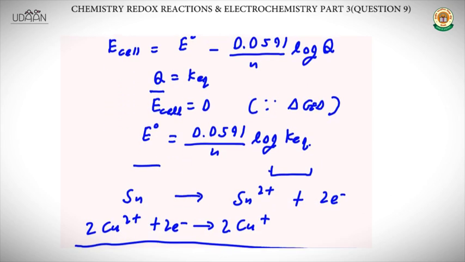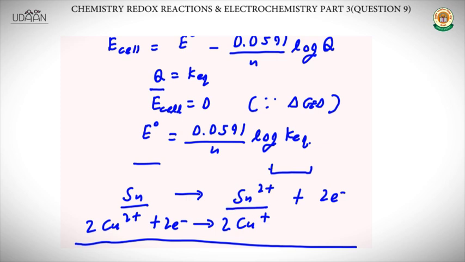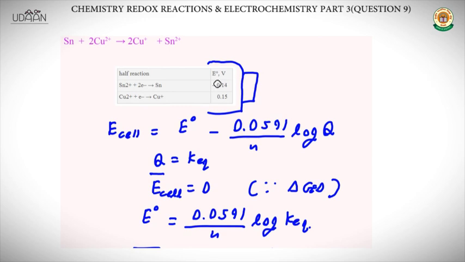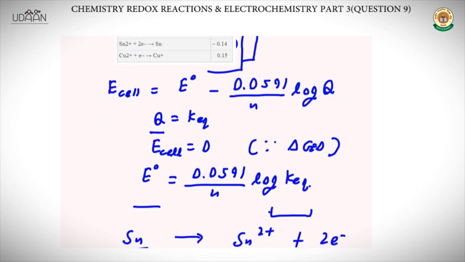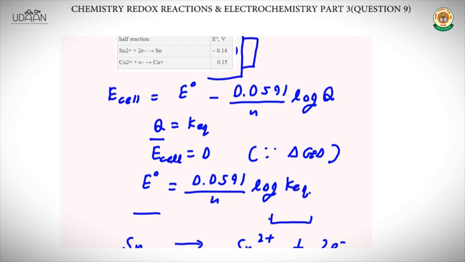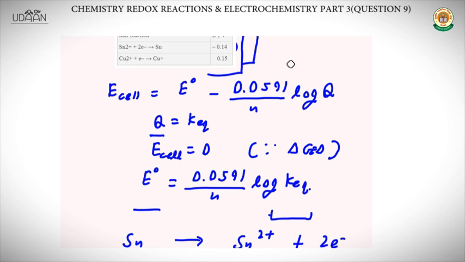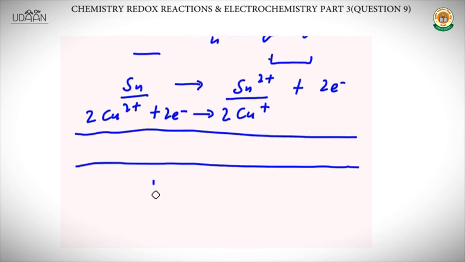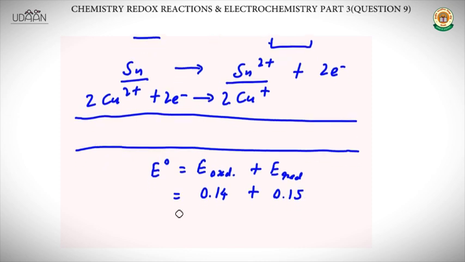So for Sn to be oxidized to Sn2+, the value of E would be reversed. Yeah, it will be minus of minus 0.14 because the reaction is reversed. And for the other, that is Cu2+ plus electron gives Cu+, the value is 0.15. Yeah. Hence we can write the value of E naught as E naught oxidation plus E naught reduction. Right. So this would be, as we have seen just now, plus 0.14 plus 0.15, which we have just seen above. Hence the value of E naught from here is 0.29 volt.